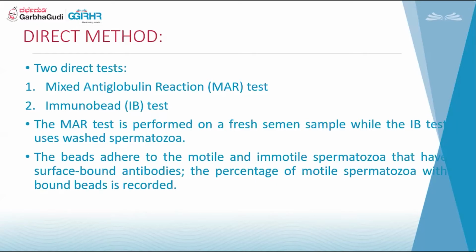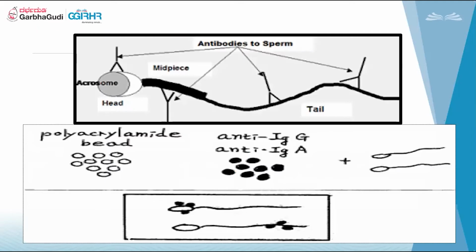How many beads? There are beads, polyacrylamide beads, which will be there in the media. So sperms which have antibodies on them will have the beads attached and adhere to them. Getting the point? The beads adhere to motile or immotile spermatozoa which have antibody on them. Like this, there are antibodies present here, and these beads will go and attach. Can you see these beads? It's a simple concept.